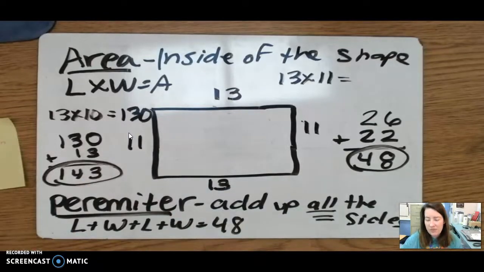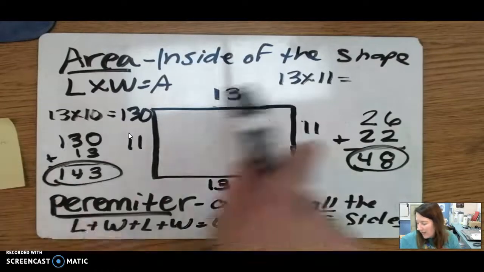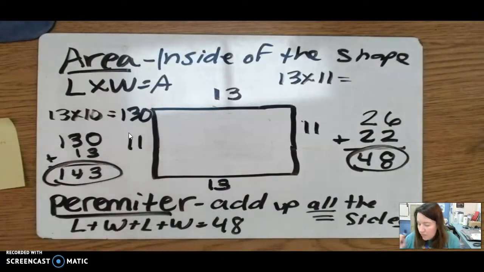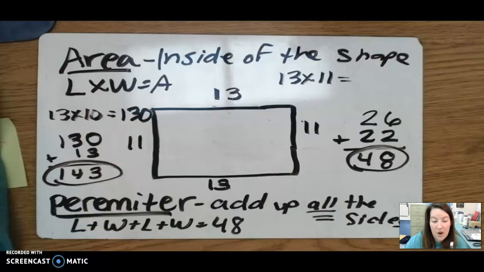So there's a bunch of different ways for you to actually multiply, but the most important thing for you to remember is area is length times the width, perimeter, you add up all the sides. Let's review one more subject.